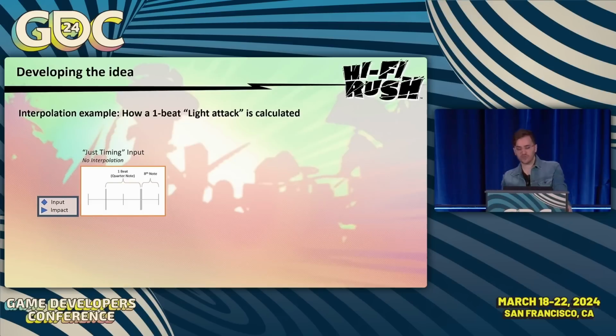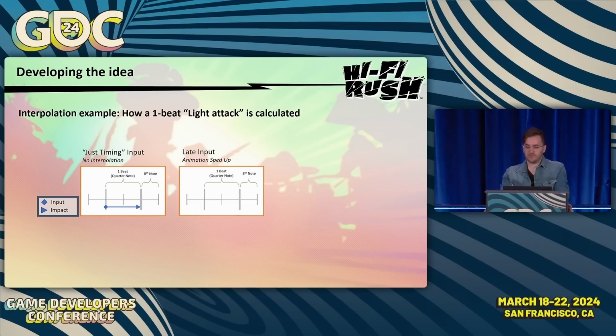So here's the extremely crude timeline for quarter notes and their subdivision in eighth notes. In this situation, we have the timing the attack was based around, one beat from input to impact. Ideally, the player would input their attack on the beat, and the impact would be on the next beat. And we don't need to do anything because there's no interpolation. It's exactly as planned. This is fantastic. But we knew that this would never be the case because people will miss this or not play with the beat sometimes.